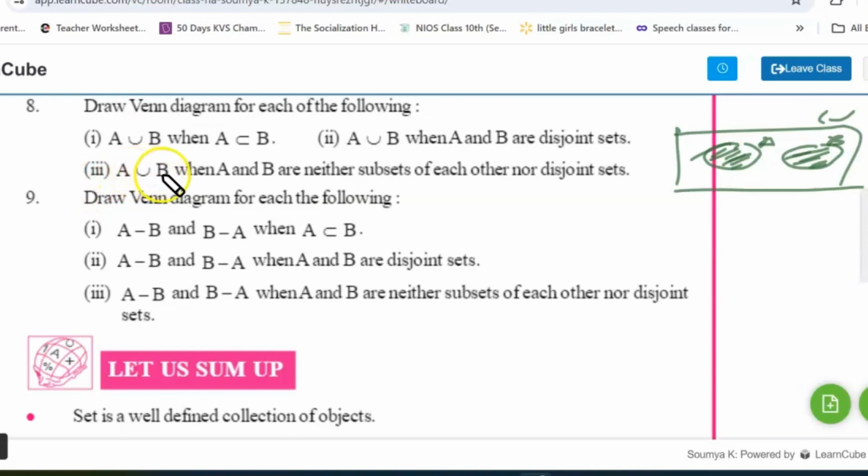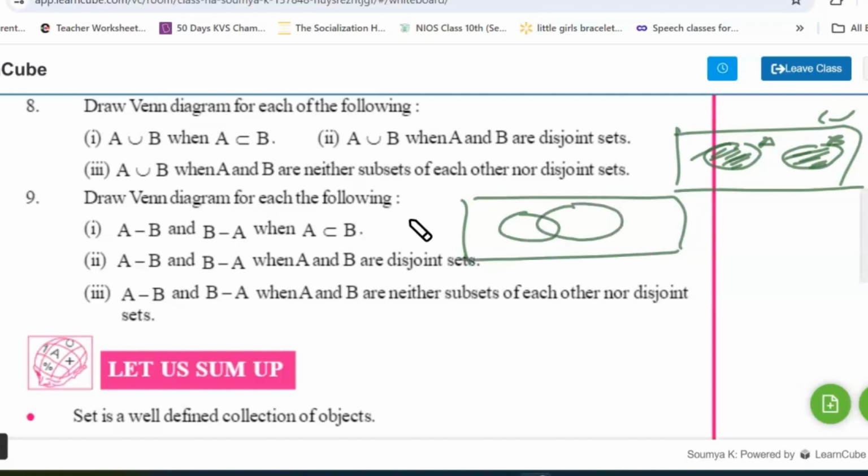Next one is A union B, when A and B are neither subsets of each other nor disjoint. So the diagram for this will be like this: A and B are neither subsets of each other nor disjoint. So find out A union B. In that case, you will have all the elements from A in addition to the common elements, and everything from B as well. So all the shaded portion shows you A union B in this case.